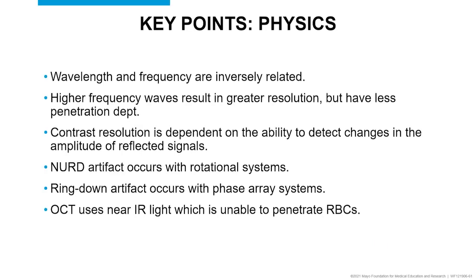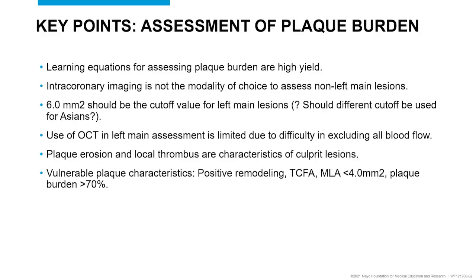So just to review some of the key points, wavelength and frequency are inversely related. High frequency waves result in greater resolution but have less penetration. Contrast resolution is dependent on the ability to detect changes in the amplitude of the reflected signals. NURD artifacts occur with rotational systems, and ring down artifacts occur with phased array systems. OCT uses near IR light, which is unable to penetrate red cells, so you have to clear the artery of red cells with a contrast injection.